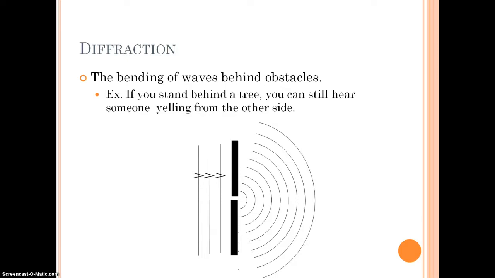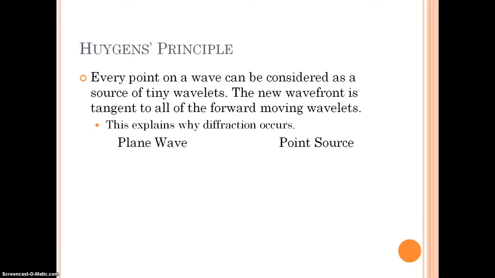There's a scientist named Huygens, and Huygens had a good explanation for this, so he gets the principle explaining diffraction named after him, which is kind of groovy. So this is Huygens' principle. Basically, every little point along a wave can be considered a tiny source of waves. They call those wavelets. Those are like baby waves. Those baby waves are moving out, and all of those baby waves together create a wave front that continues.